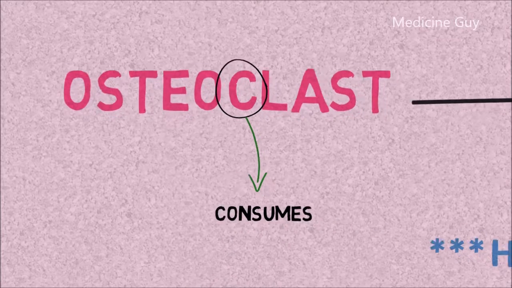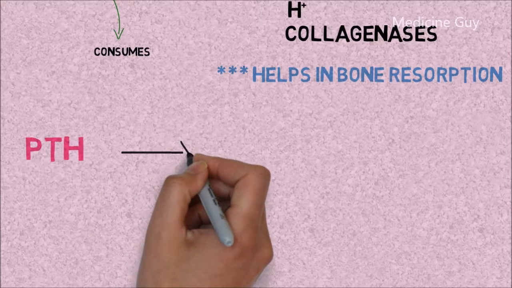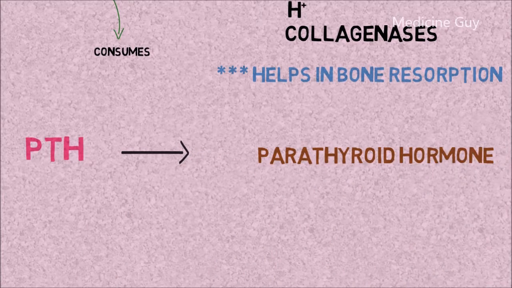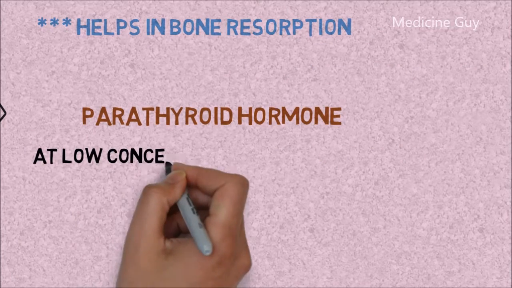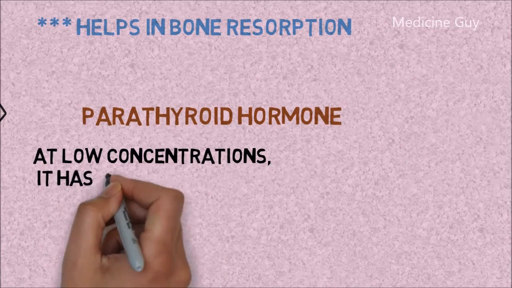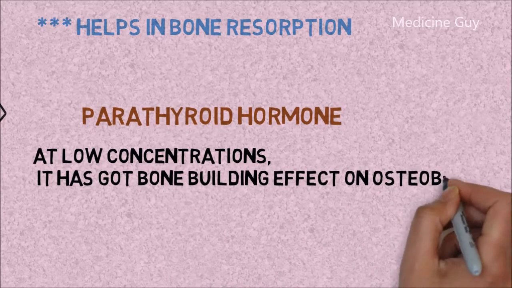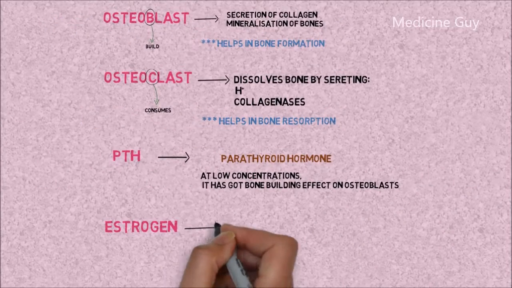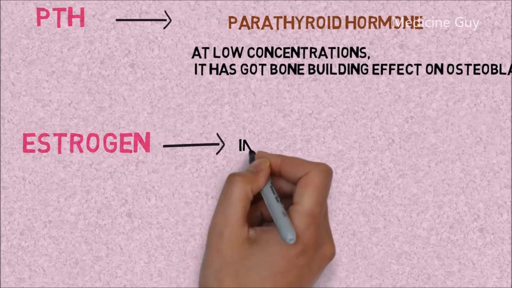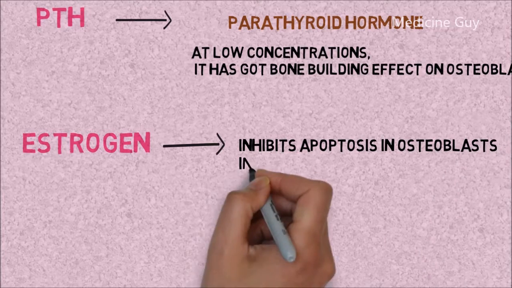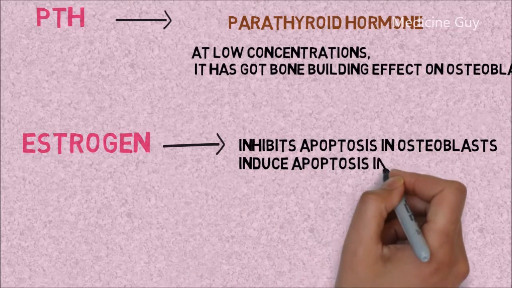Now the next important thing is PTH, which is known as parathyroid hormone. Parathyroid hormone in a low dose has a bone building effect on osteoblast, so it is also used as a treatment measure. The last one is estrogen. Estrogen inhibits apoptosis in osteoblast and increases apoptosis in osteoclast, and hence it has bone building activity.